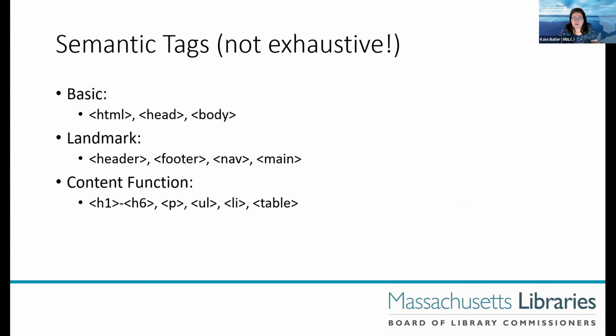Then, depending on what kind of content you have, you put in your landmark tags. And those identify the purpose of each region, area, or section, whatever you want to call it. And then within each region, you would identify the content by its function. So you have headers, you have paragraphs, you have lists, you have tables, that sort of thing.